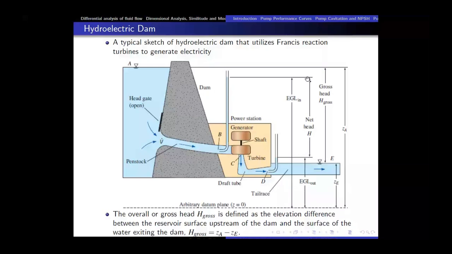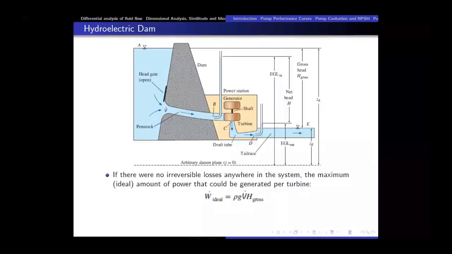So we have a generator installed here in front of the turbine. Okay. If there were no irreversible losses, so what are the irreversible losses? Those are the frictional losses that the water experiences when it flows from the reservoir up to the turbine. Those are the frictional losses involved in the system. The maximum amount of power that could have been generated per turbine would be equal to rho g V dot, where V dot is the volumetric flow rate through this penstock, which of course can be controlled by the position of this head gate.